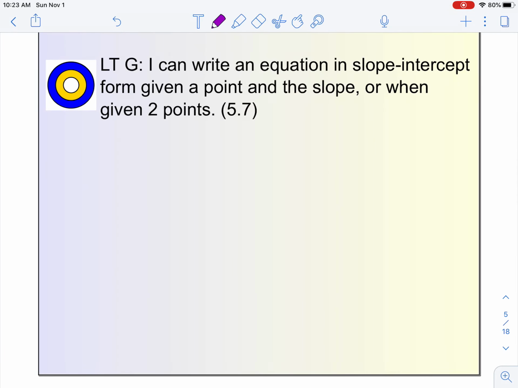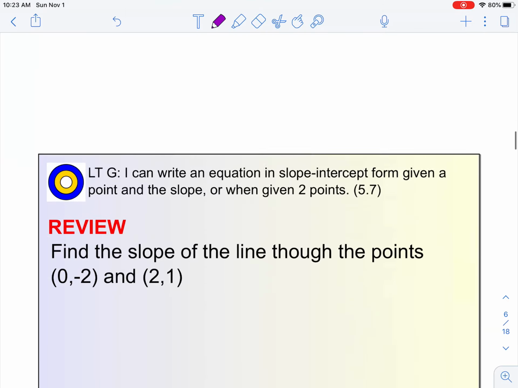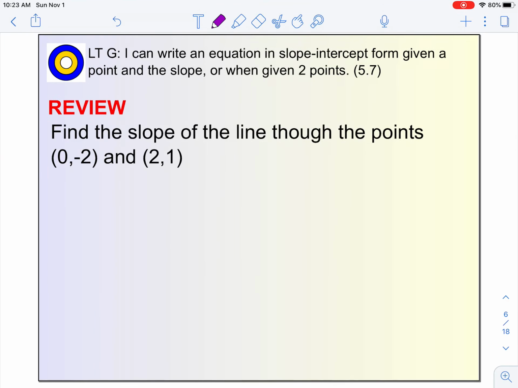All right, so today what we are going to do is we are going to write equations in slope-intercept form. But this time you're not necessarily going to be given both the slope and the y-intercept like you were on that last warm-up. Now we're going to have to use some things that we've already learned.